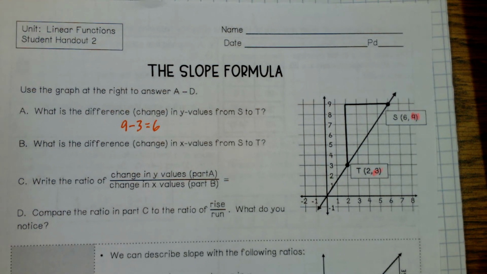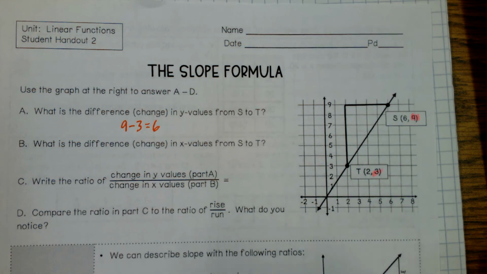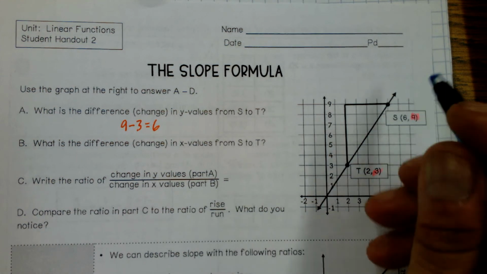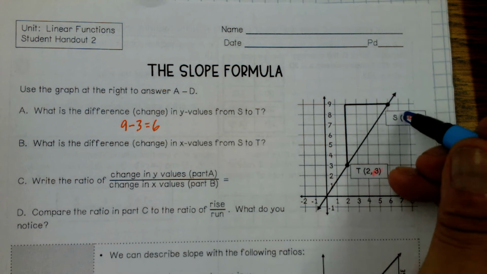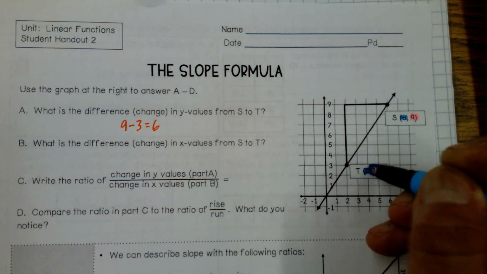Let's do the same thing with our x values. We're going to find the change in x values from S to T. So 6 to 2.